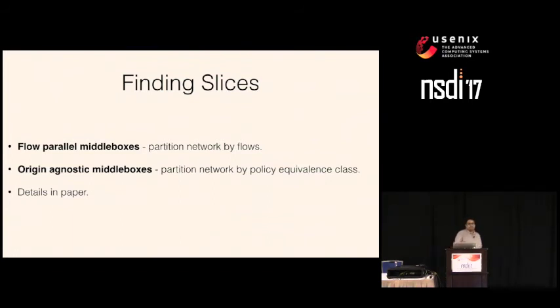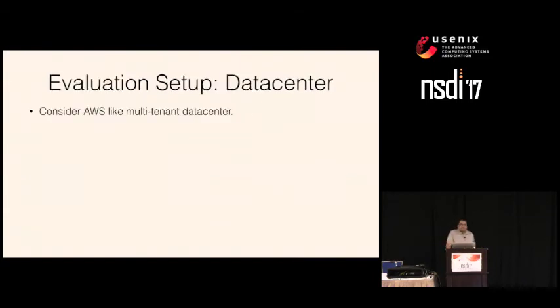In both these cases, we have a way to find slices, but there's an open question about what the limitations are, what limits we need to place on NFs to make sure that you can always find slices. So basically, what is a tight bound on when you can find slices? OK, let me quickly show some evaluation.